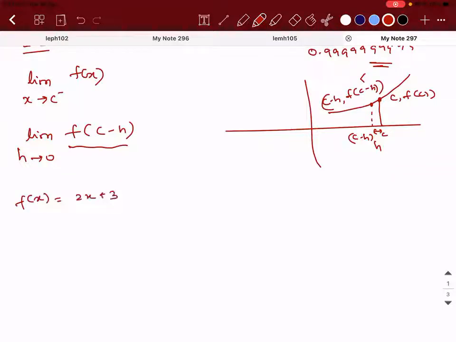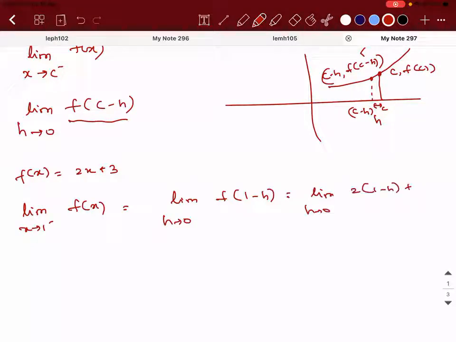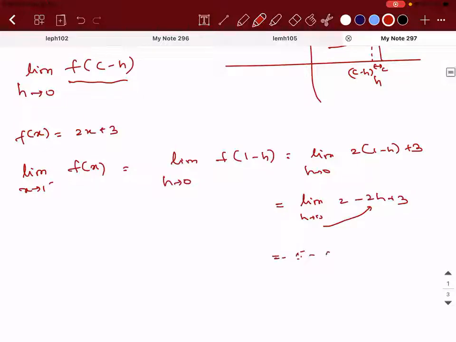Having said this, if you have the function f of x is equal to 2x plus 3, at which point does it ask you to check the limit? 1. So limit x tends to 1 minus f of x can be written as limit h tends to 0, f of 1 minus h. Are you able to understand? From here onward, you'll write limit h tends to 0, 2 into 1 minus h plus 3. Correct? So this will be limit h tends to 0, 2 minus 2h plus 3. Now substitute the limit. What will happen? h will be 0. So 5 minus 0 is going to give you 5. That is why the left limit is 5 in this.